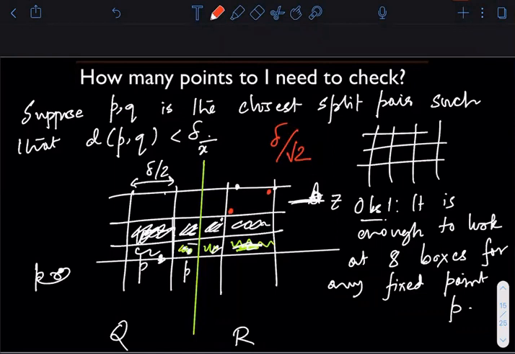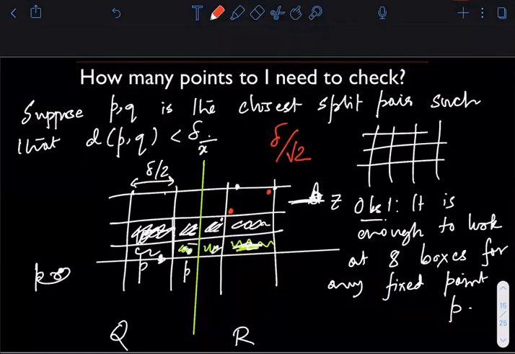Maybe 8 is an overestimate, maybe 6 works. It's up to you to figure it out. But okay, I'm happy with 8. Okay, so actually it's 7, right? Because P itself has to be in one of the boxes. So it's enough to check against 7 boxes, right? And each box has only 1 point. So it's enough to just check it against those points.